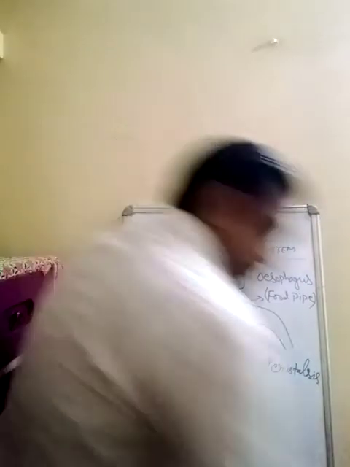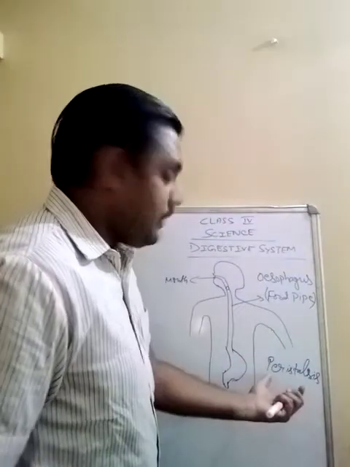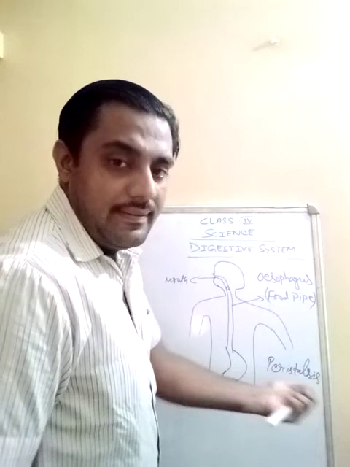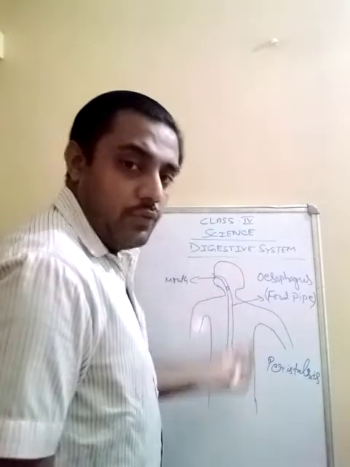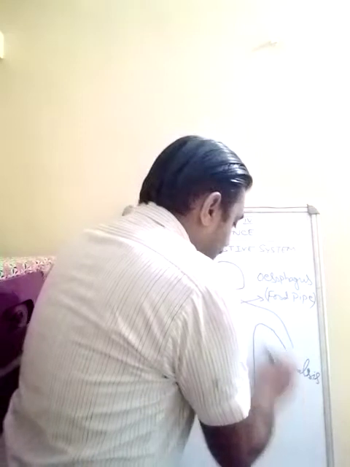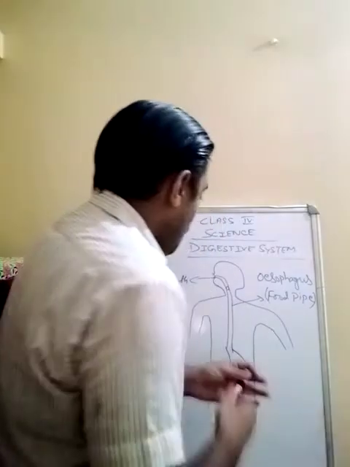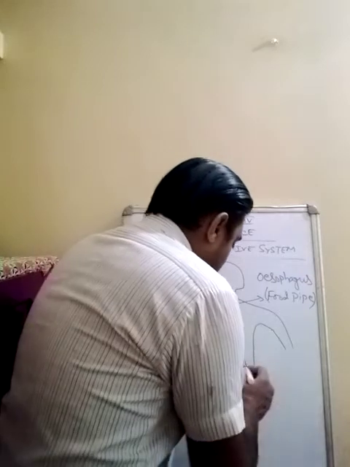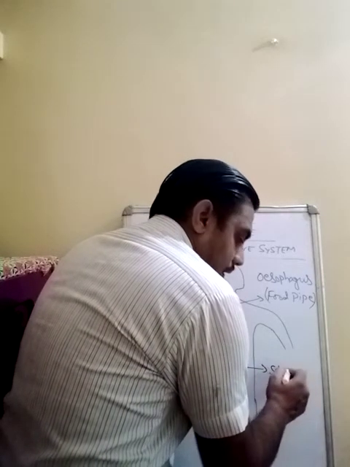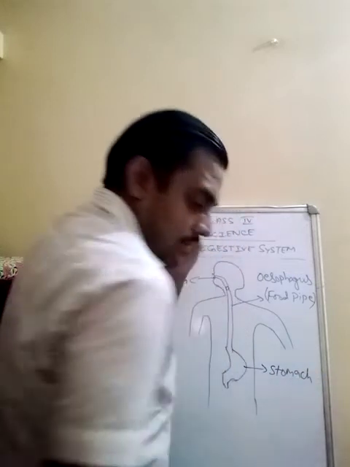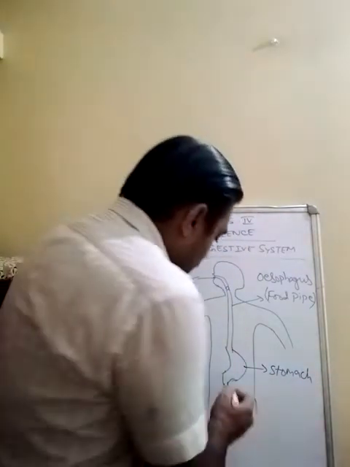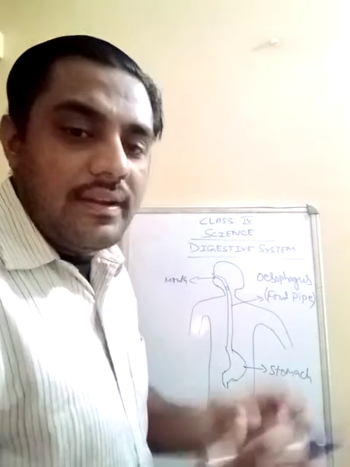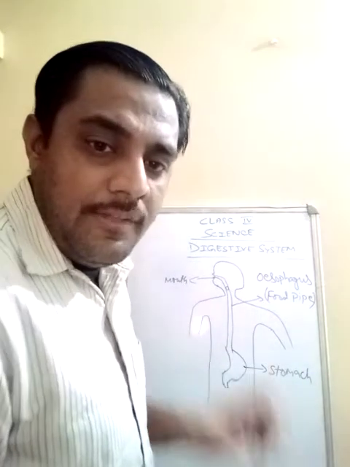All right. Now that process which I told you about is peristalsis, the movement of food down the esophagus. Now, like I told you, food after moving down the esophagus reaches the stomach. All right. Now, in the stomach, the real digestion starts. The first real digestion starts in the stomach.